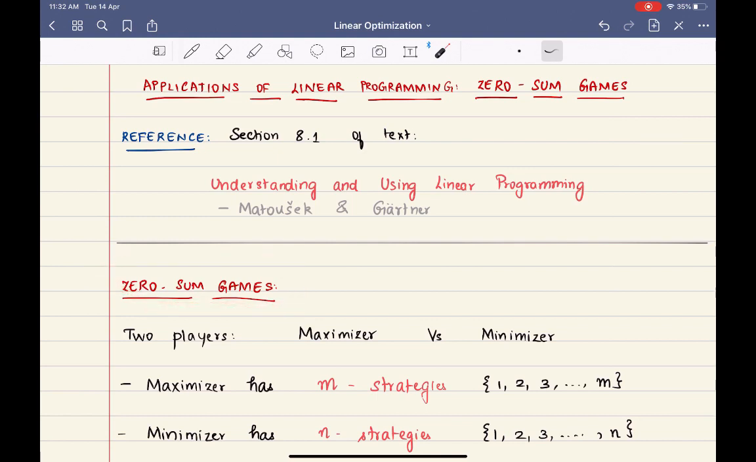So there are two players, a maximizer and a minimizer. Now how does the game proceed? The maximizer has some m options with him, 1, 2, 3 till m. You can think of it as he has to choose from m numbers. So these are called his strategies. Now the minimizer has n strategies, 1, 2 till n.